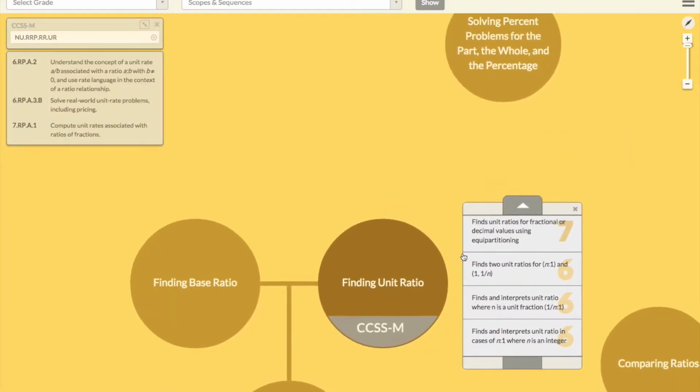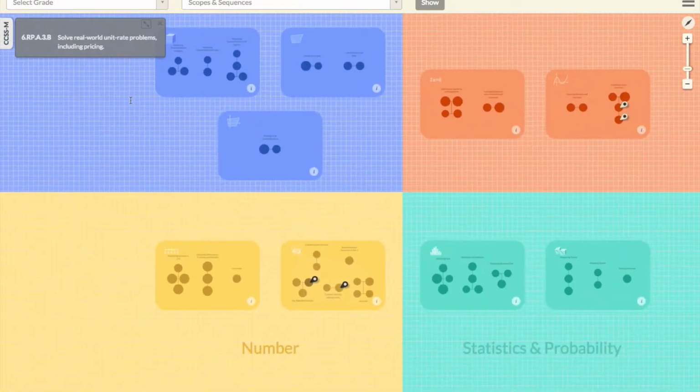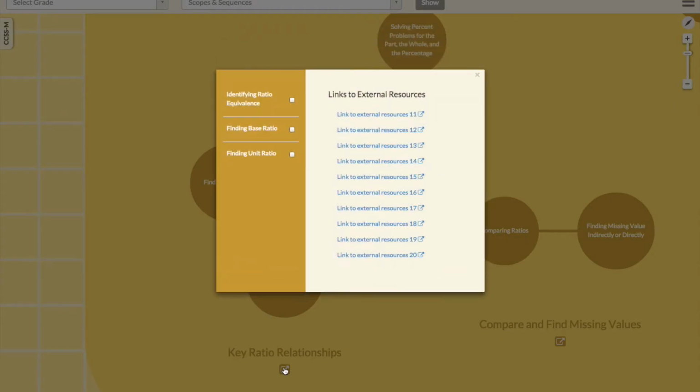By tapping the CCSSM symbol, the standards related to the construct are displayed. By then tapping on one of the standards, primary and secondary construct associations are shown. The map can link to internet materials at the construct and cluster level.